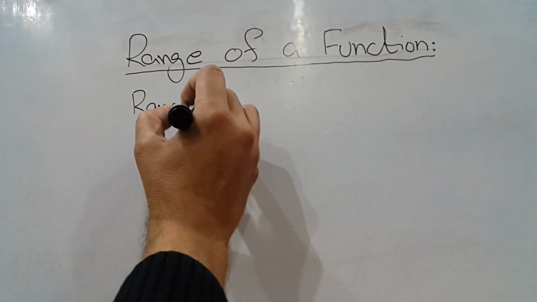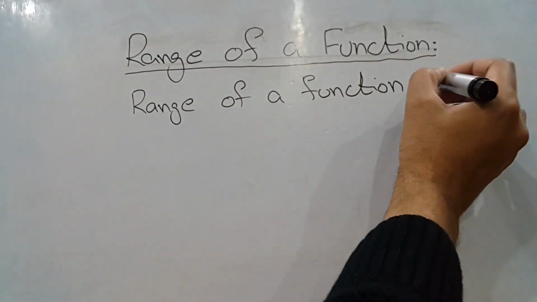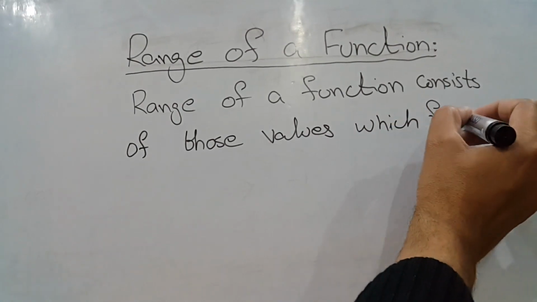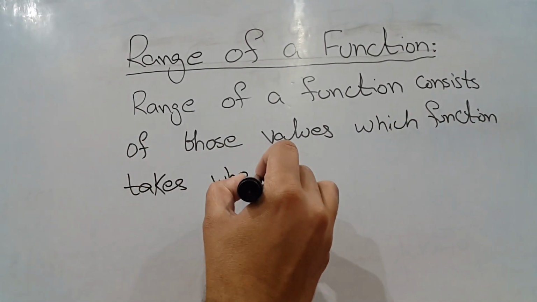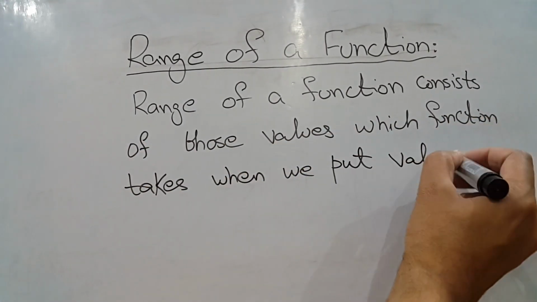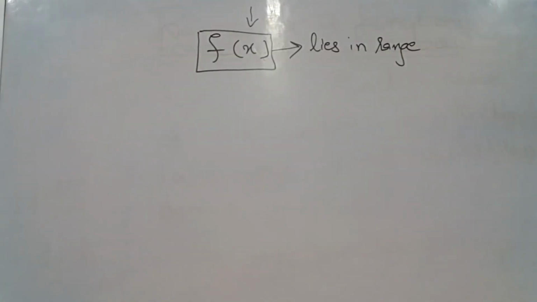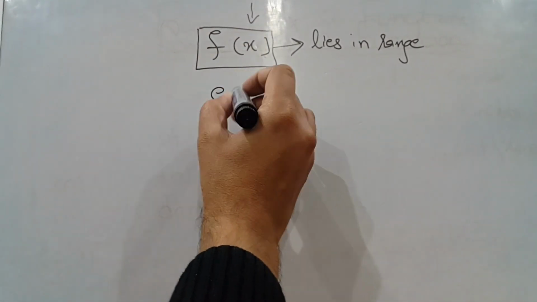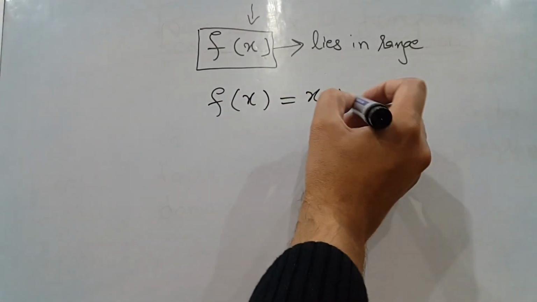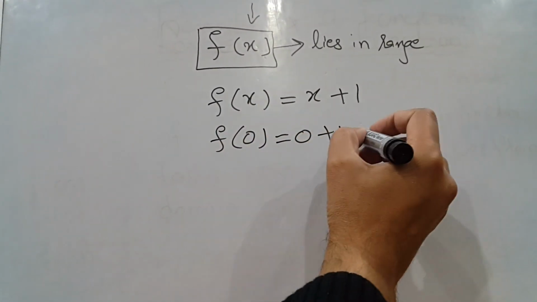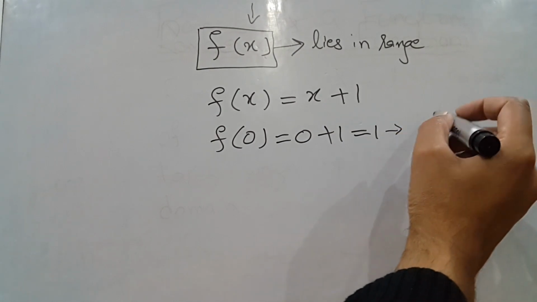Now we define the range of a function. The range of the function consists of those values which the function takes when we put some values from the domain. Basically, when we put some value from the domain in the function, then the value f of x lies in the range. For example, if we consider the function x plus 1, if we put x equal to 0, f of 0 gives us 1. This 1 lies in the range.